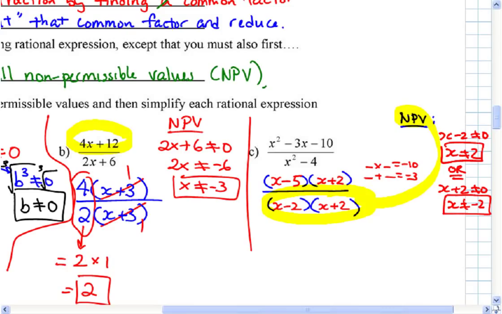Brackets make a difference. X plus 2. That's right. There's a bracket of x plus 2 on the top and another one on the bottom. We'll simplify that to 1 and 1. So what's left over as our final answer here? X minus 5 on the top, x minus 2 on the bottom. Done.